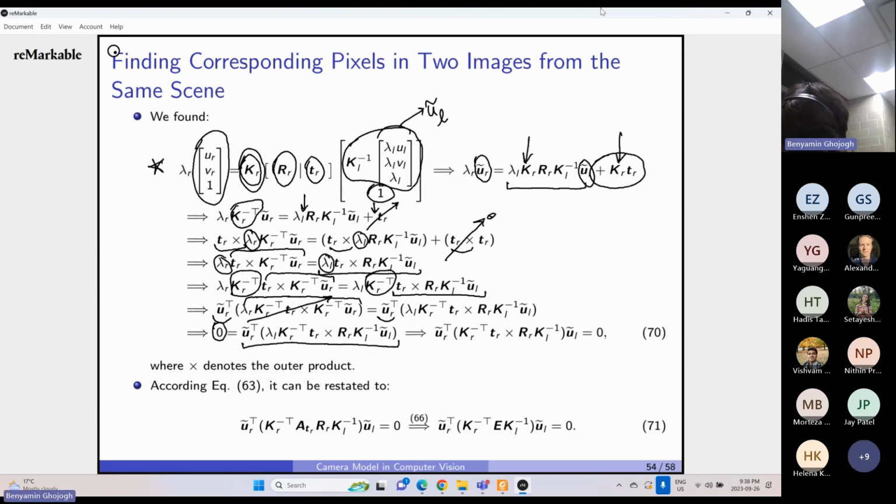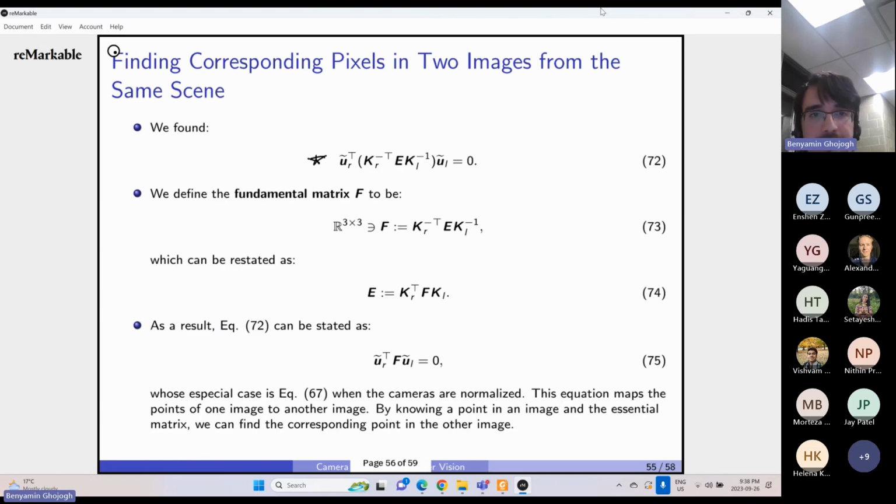Okay. Now, lambda L can go away because I can divide the sides by lambda L. 0 by lambda L becomes 0. And this is the rest. So this is a term in between, right? So we have this. And as you see, in the previous time, we didn't have these two terms. Now these two terms have been added. This we had before, right? We denoted that by E, the essential matrix. Now, this time we have these two.